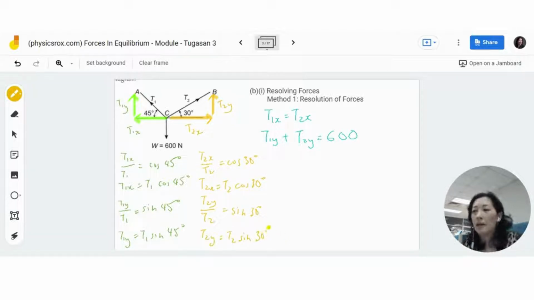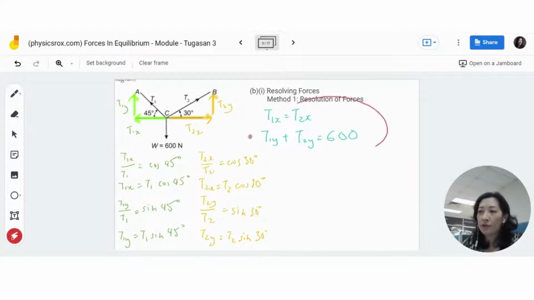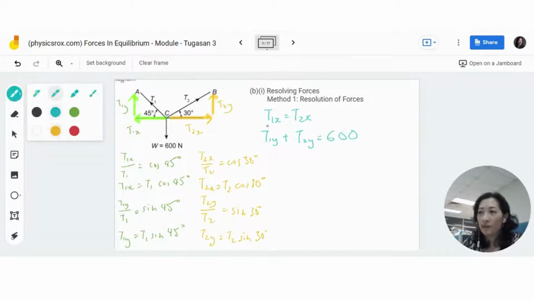Now, with so many unknowns, how do we solve this question? So this is going to require us to use simultaneous equations. So now we have these two. What we're going to do is take all these T2 cos 30 and so on and put them into these two equations. So from the first equation, let me do it like this.